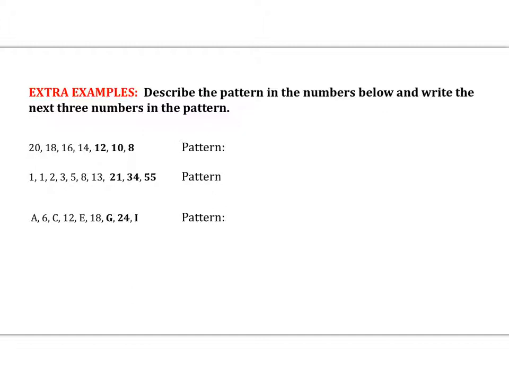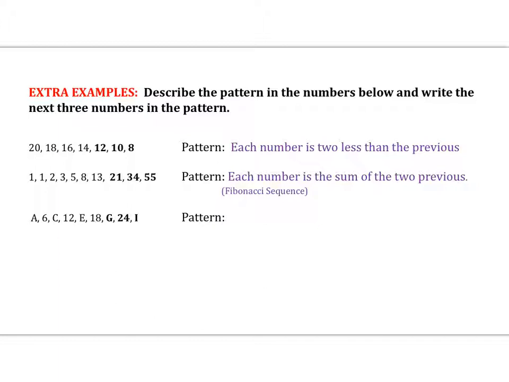All right, for this first sequence, each number is 2 less than the previous. You could have described this in a different way, but something to the effect that each number is 2 less than the previous number. Our next pattern seems to be that each number is the sum of the 2 previous values, and that's actually known as a special sequence, the Fibonacci sequence. And our last pattern is that every other letter adds 6 to each number.